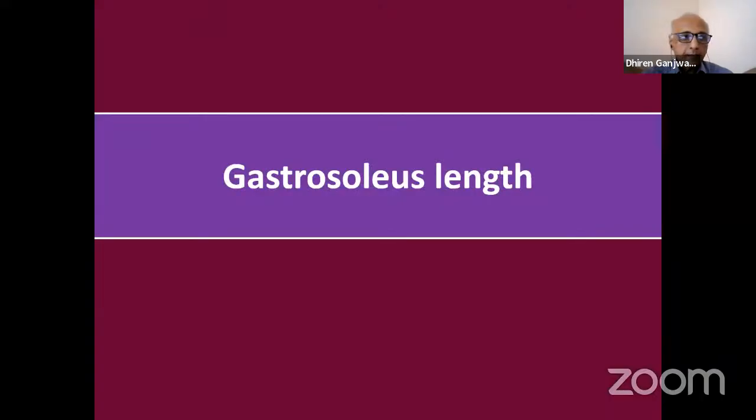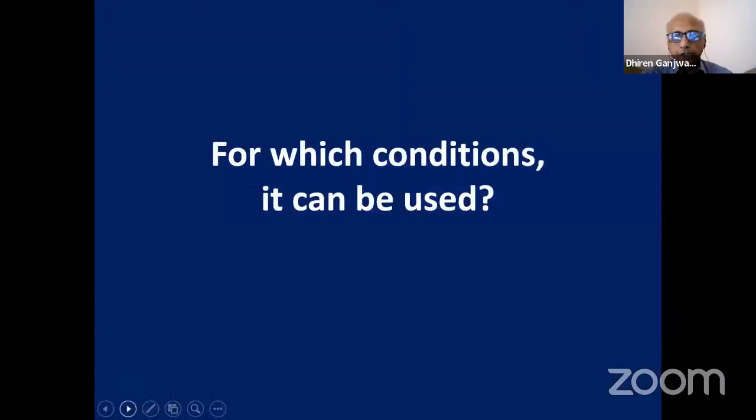So let's again see some of the theoretical aspects of this part. The question was about which conditions we should use it for. This test can be used for any condition, but the important thing is that the ankle joint should be normal. If there is a problem at the ankle joint, some intra-articular pathology, then the interpretation we get from this test is not correct.